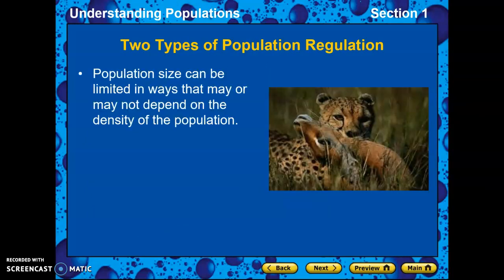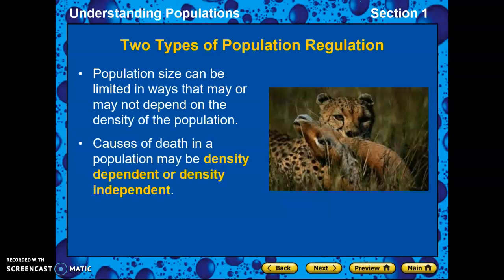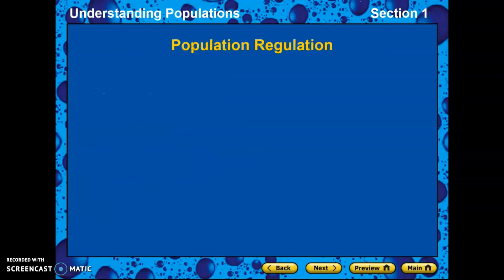There are two types of population regulation. Population size can be limited in ways that may or may not depend on the density of the population. So you have density dependent or density independent.